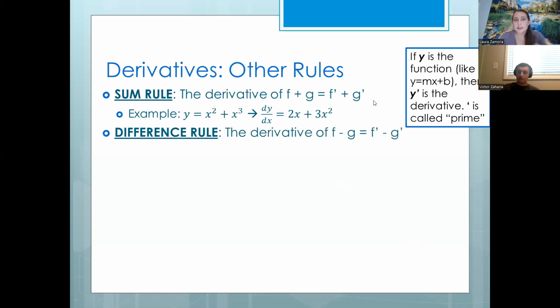The difference rule is basically the same as the sum rule, except we're subtracting. So if we have an equation that's something minus something else, then we just take the derivative of each portion separately and then put them together.